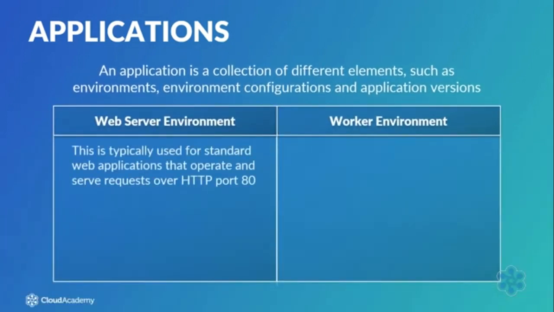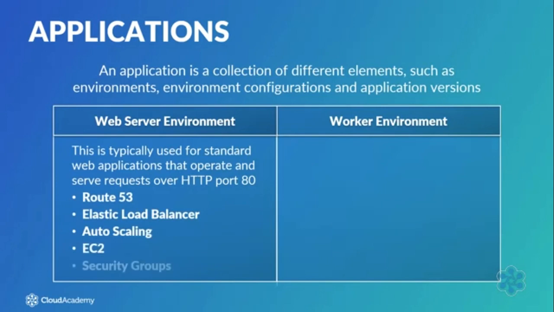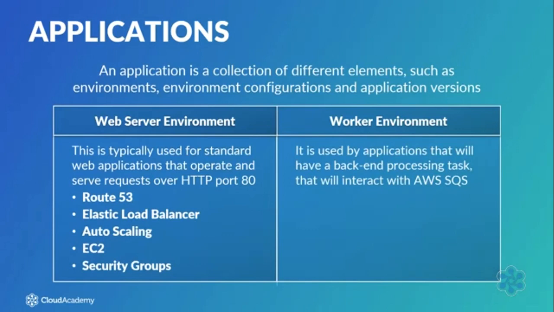These tiers are configured differently depending on the use case of your application. The web server environment is typically used for standard web applications that operate and serve requests over HTTP port 80. This tier will typically use services and features such as Route 53, elastic load balancing, auto-scaling, EC2 and security groups. The worker environment is slightly different and is used by applications that will have a back-end processing task that will interact with AWS SQS, the Simple Queue Service. This tier typically uses the following AWS resources in this environment: an SQS queue, an IAM service role, auto-scaling and EC2.